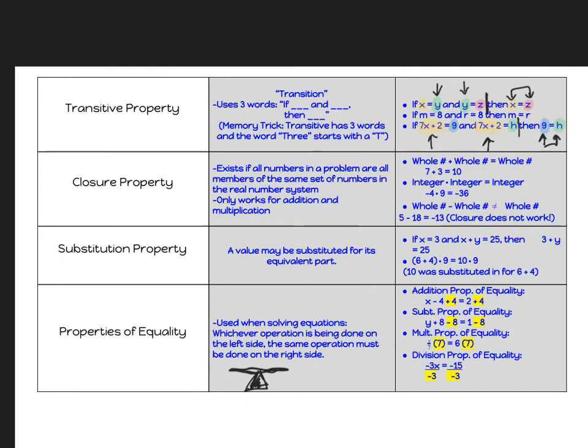Okay, so if I add 4 to the left side of that equal sign, I also need to do it to the right side. So this can be with adding, subtracting, multiplying, or dividing.